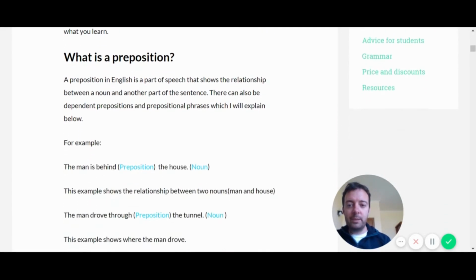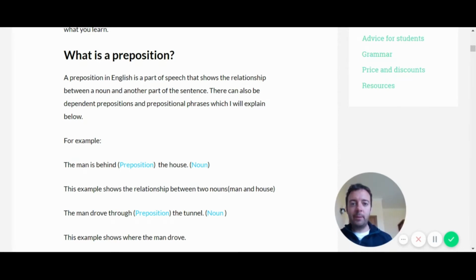So, what is a preposition? A preposition in English is a part of speech that shows the relationship between a noun and another part of the sentence, okay? So, we have a noun, which could be a man, and we have a house, okay? And we want to show the relationship between these two things, okay? So the man is behind the house.